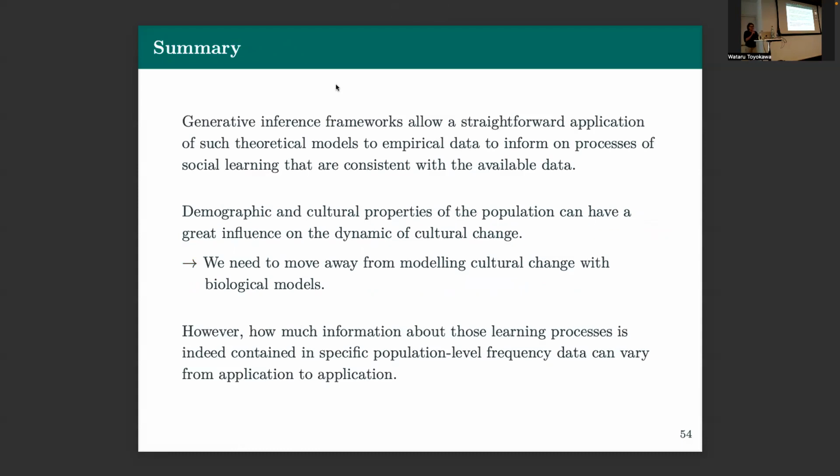Just my last slide, to summarize. I told you a lot of problems, but what I hope I can convey is that we are at an incredibly exciting point, because it feels like we now have the tools to turn some of the theoretical cultural evolution work into an inferential science. We have tools like the generative inference framework, and that's by far not the only one, where we can use our theory and apply it to data. But that forces us to develop better models, models that are not just biological models, but models that reflect cultural reality a little bit better.